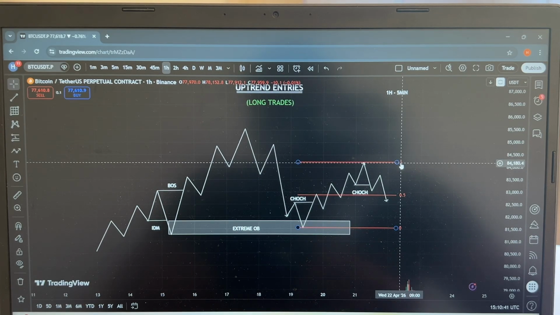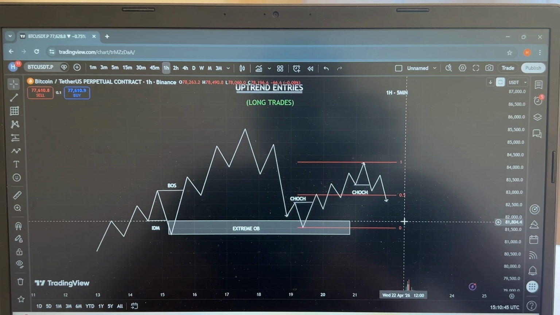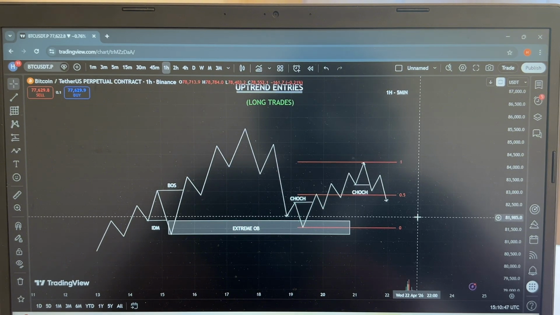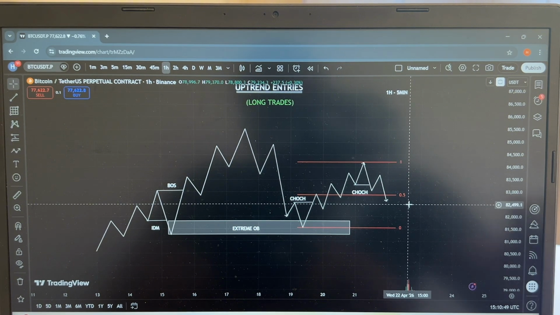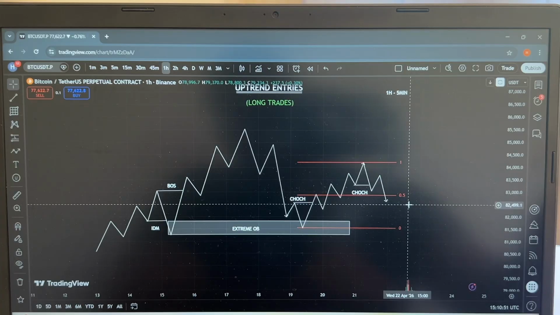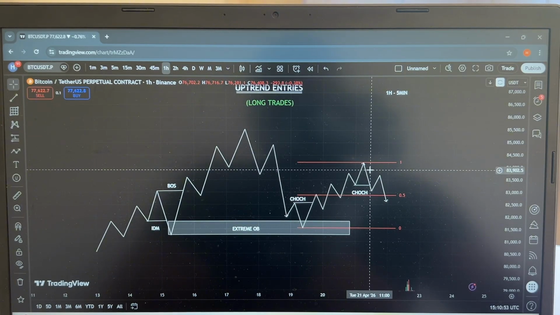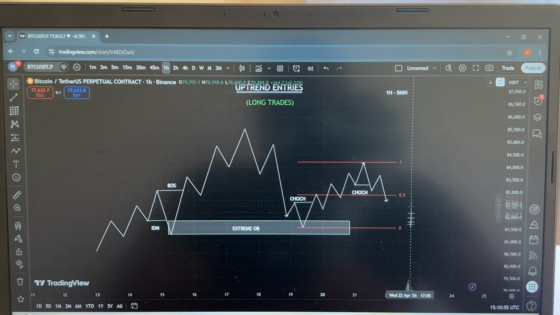So then what we are going to do is draw the order blocks and the FEGs and the extreme order block here as well, but in the discount zone. Always keep that in mind: in any scenario, we do not trade in the premium zone, we always trade in the discount zone.